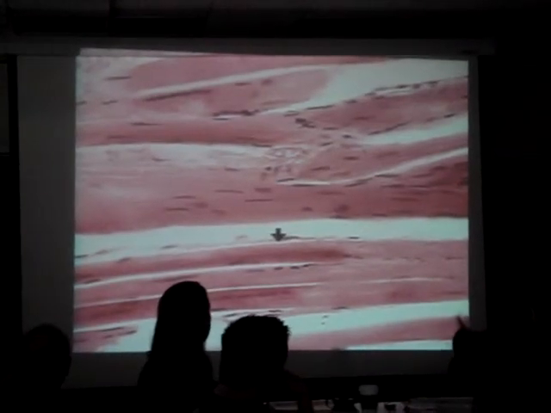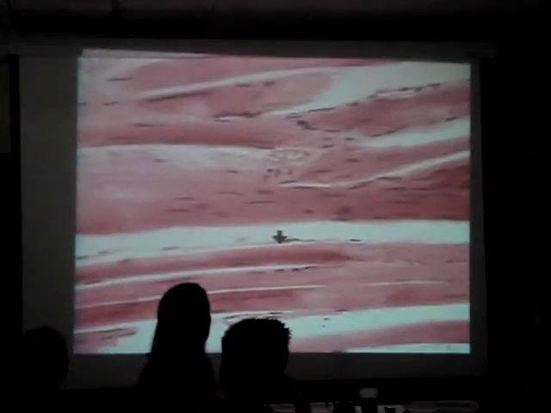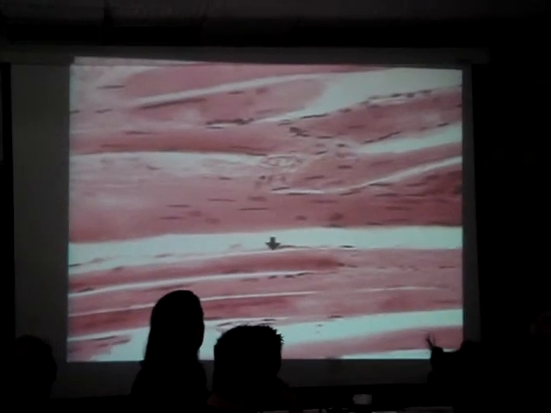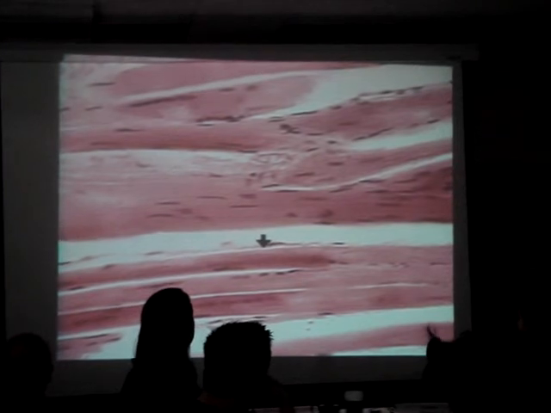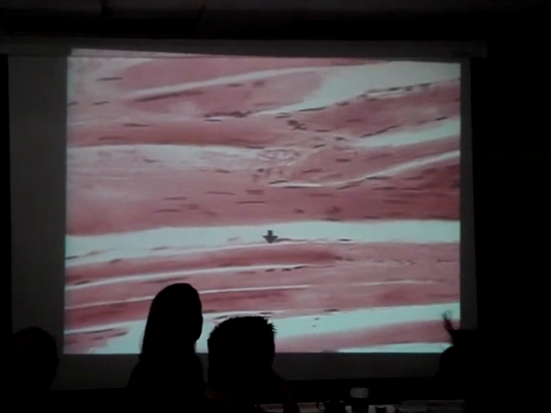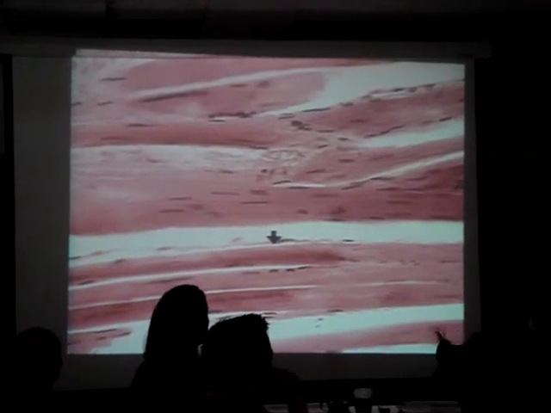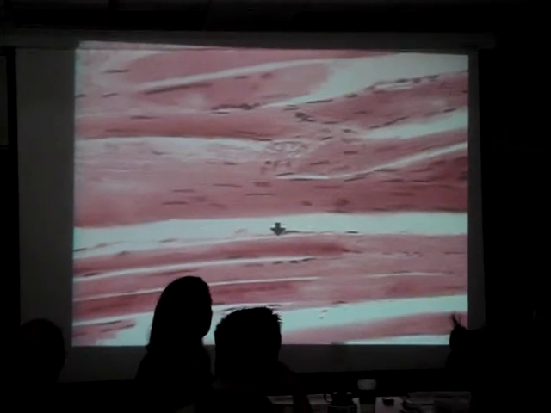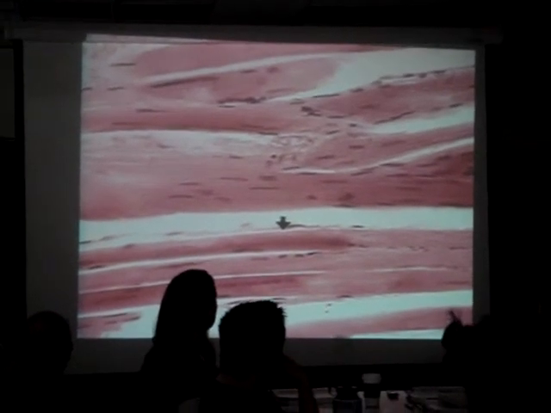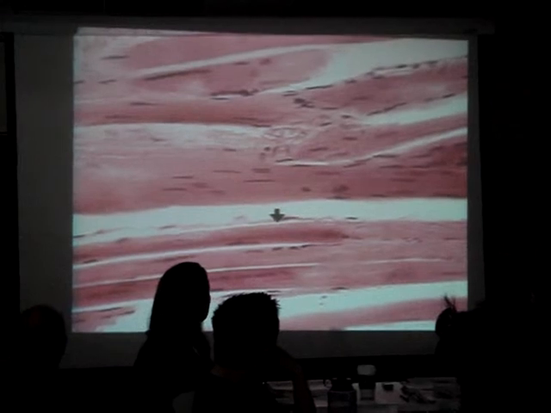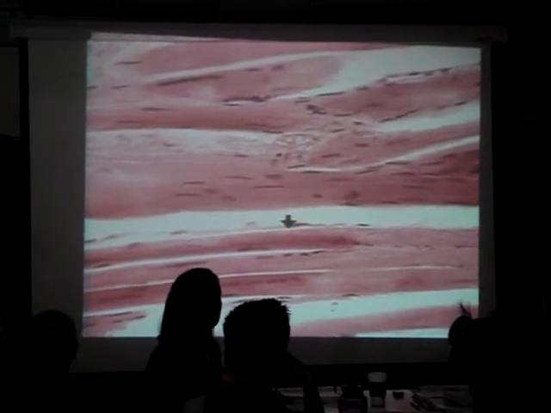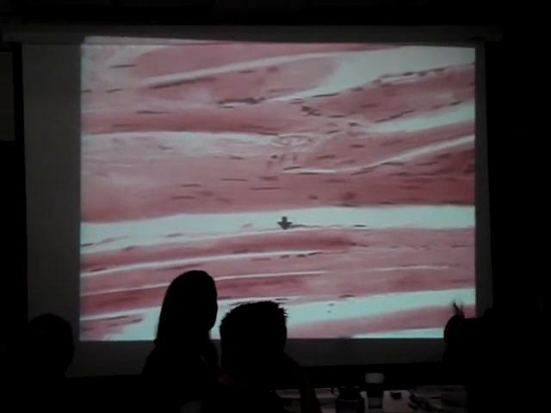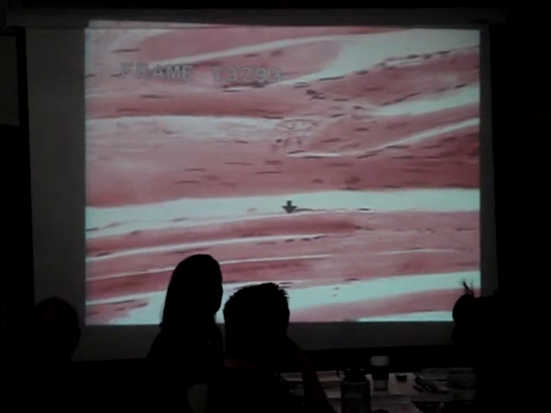Okay, and this is skeletal. Now it looks a little bit messy up there at the top, but you can see where the arrow is. Those cells are all long and parallel. They don't branch. Notice many nuclei. These cells are multinucleated. And you can see the striations. This is going to be more magnified, but this will show the striations really clearly.